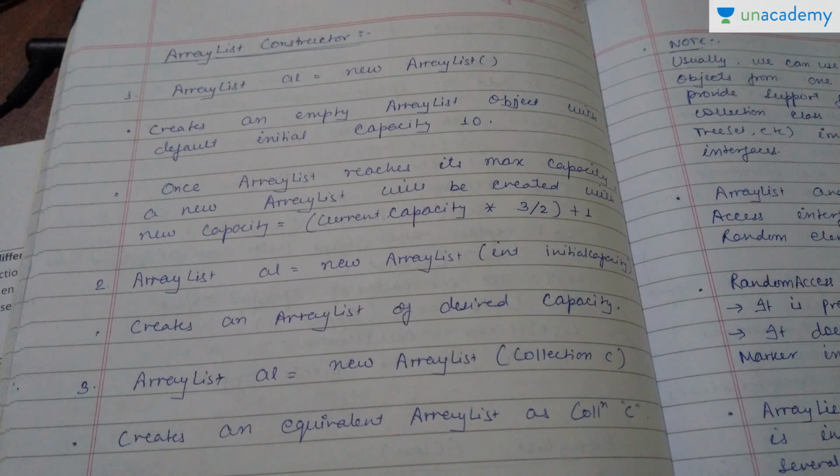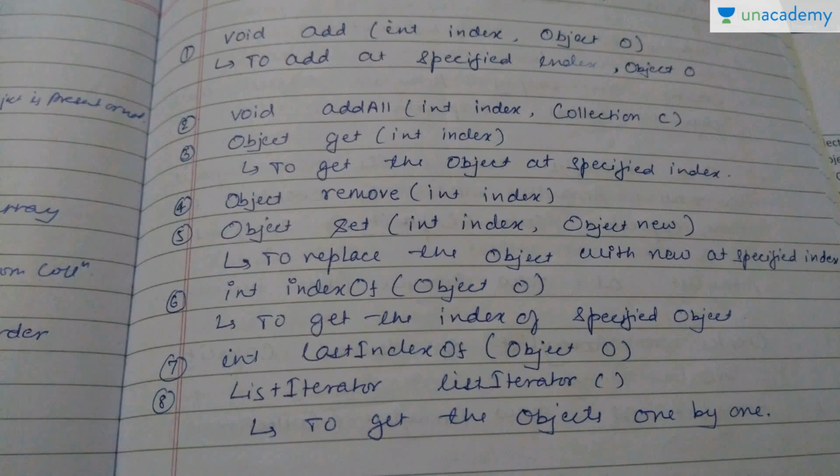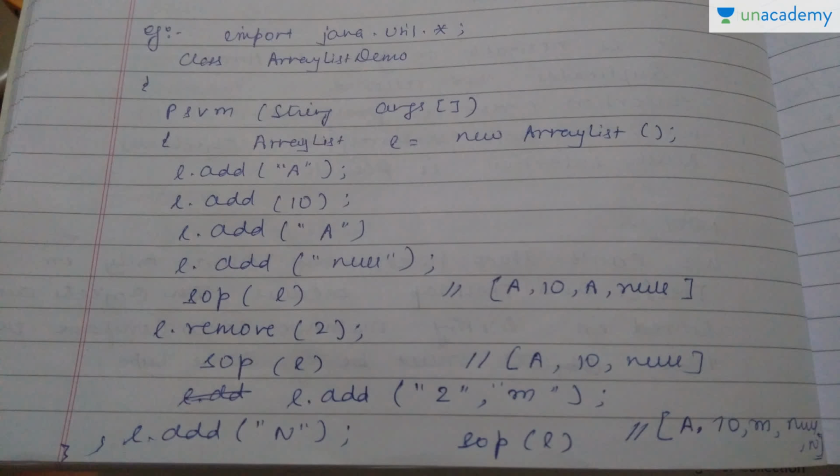Moving forward, this is the example for creating an ArrayList. We'll import the java.util.* package as we write for any Java code. Then the class of this program is ArrayListDemo. Here main is started. We have created an ArrayList l = new ArrayList(). So here we have created an ArrayList with the name l. Its default capacity will be 10, so initially we can insert 10 elements in this ArrayList.